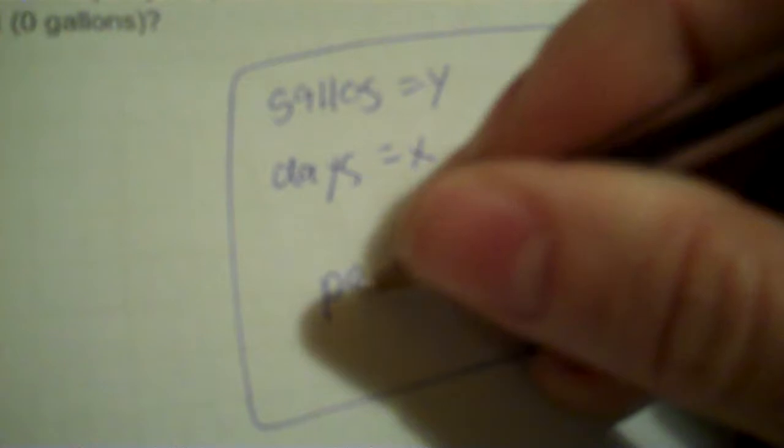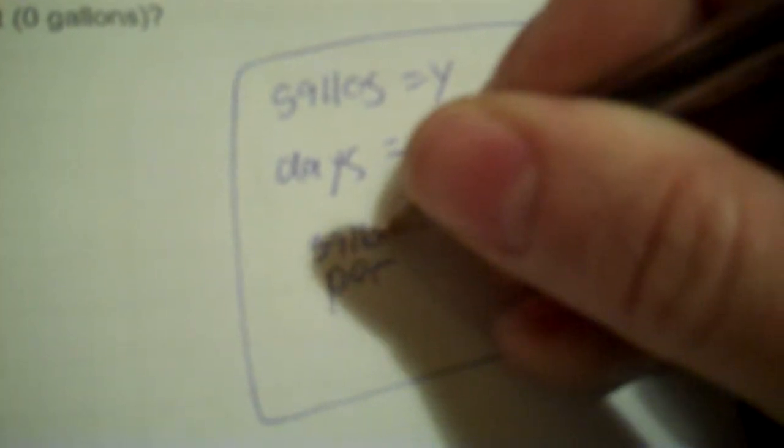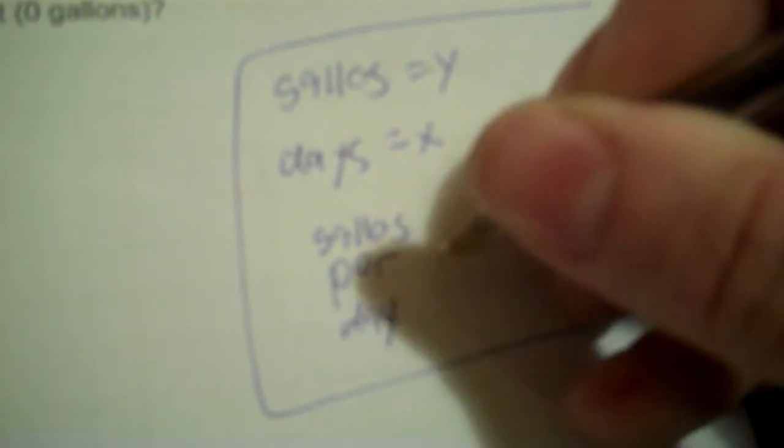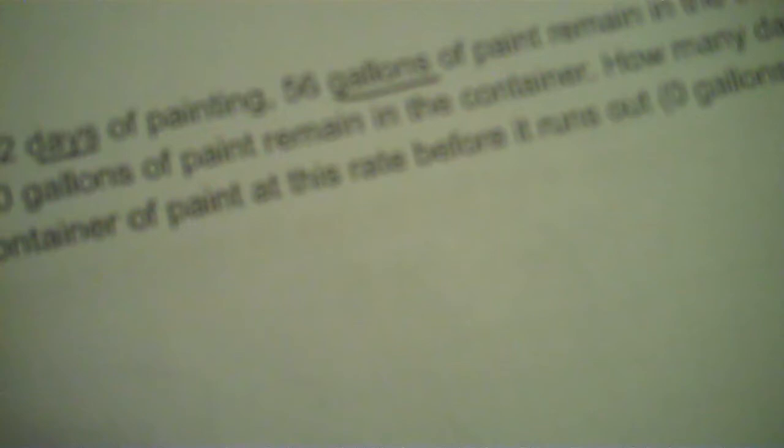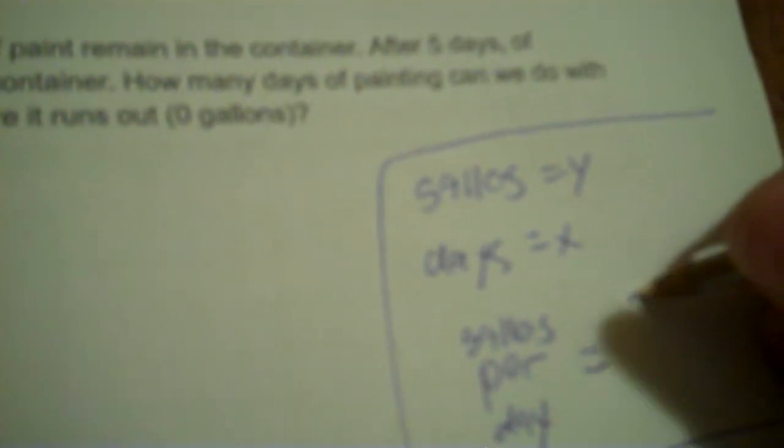Okay, so we're figuring out the days, so we have days and gallons. The time is the X, the gallons is the Y. So gallons per day. Problem is they never give you the gallons per day. I mean, 56 gallons is how much is left after 2 days. That ain't per day. And then 20 gallons is how much is left after 5 days. So we put a question mark there for now.